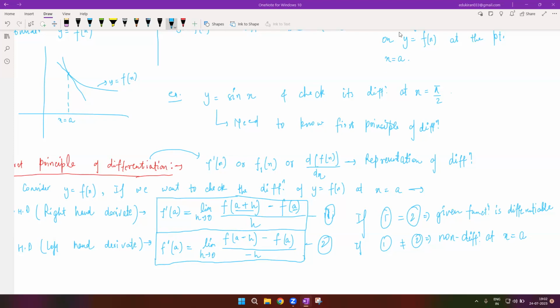Okay, Austin has a suggestion for us, sin x. So let's start with sin x. We'll find out the differentiation of sin x. Now you know already that the differentiation of sin x is cos x, but we will prove this using the right hand derivative and left hand derivative concept.